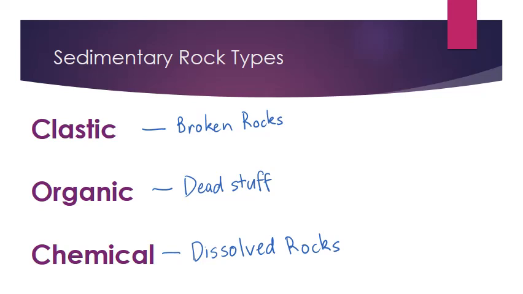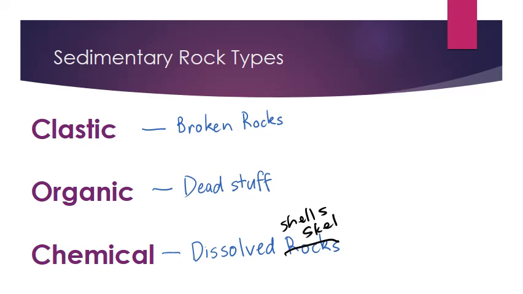Clastic are ones that are made from broken down pieces of rock cemented together. Organic are made from dead things like trees and animals squished together to form a rock. Chemical one is a little bit hard. They're not made from rocks. They're made from dissolved shells, dissolved skeletons, all of those sorts of things.